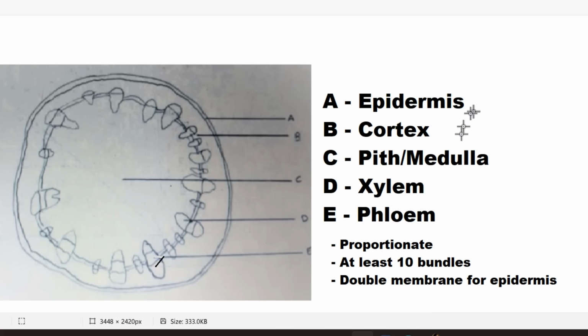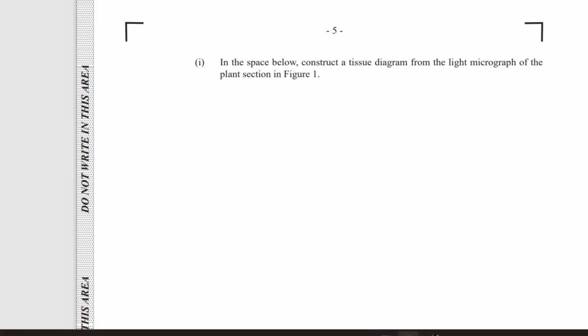Well, you fix up. So let me look at the next one.